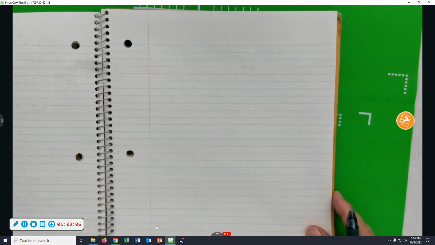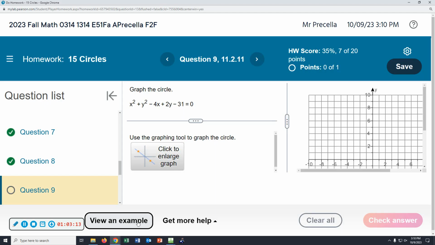Let's do number 9. Well, any questions? I said there was messy algebra in here. So number 9. Same instructions. They want us to graph the circle. That means we need the center and the radius. Let me write the equation down. X squared plus y squared minus 4x plus 2y minus 31 is equal to 0.